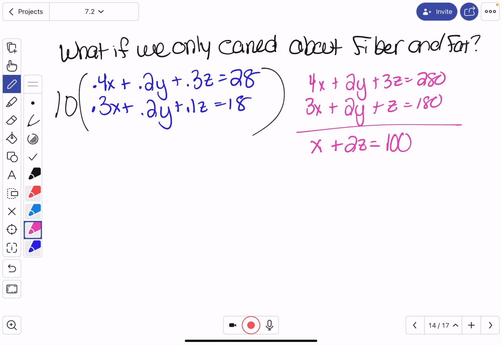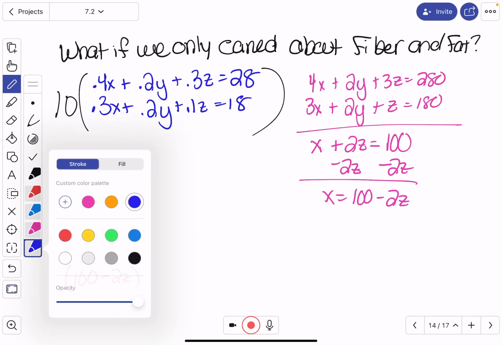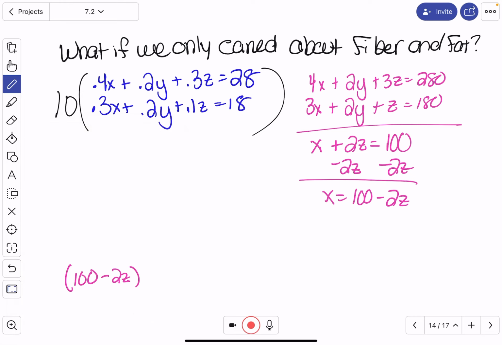We already know we have 3 variables and 2 equations, so we're just going to solve this for x. So x equals 100 minus 2z. So that's what we're going to put in our x. So now we need to solve for y. I'm tired of decimals. So 3 times 100 minus 2z plus 2y plus z equals 180.